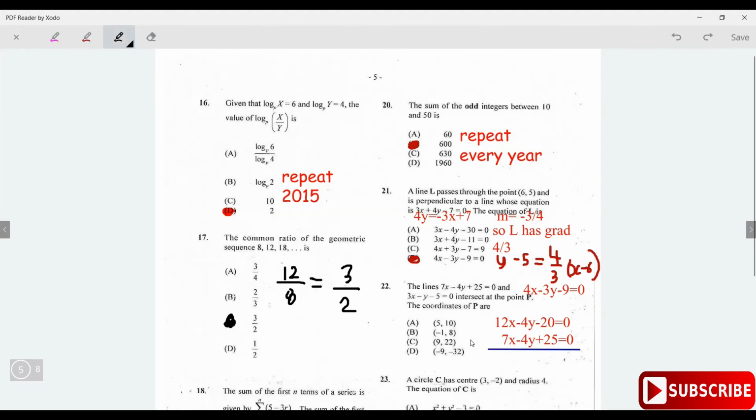When you subtract them, what you're going to get is 12x minus 7x is 5x. And then you're going to get minus 20 minus 25, that's minus 45. And so 5x minus 45 equals 0. And so that means x must equal 9. If you get x equal 9, you don't even need to continue, because look, if x is equal to 9, there's only one option with 9. Easy.